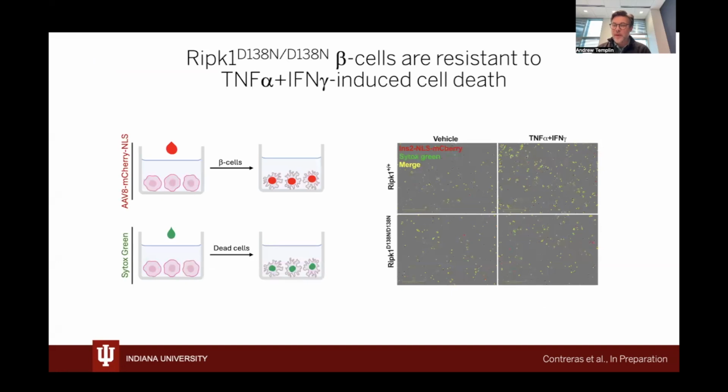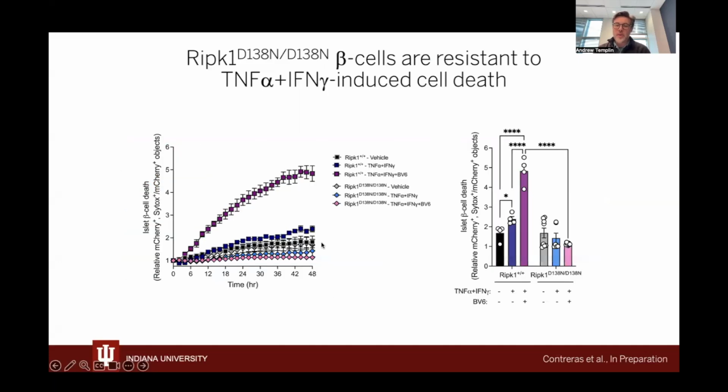We took this a step further to try to show that this cell death was happening specifically in islet beta cells. What we did here was we dispersed islet cells from either wild type or RIPK1 D138N islets. We then treated with an AAV mCherry, an INS2 mCherry AAV, so we specifically labeled beta cells red. And then we could add our green cell death indicator here and do co-localization to specifically quantify cell death in beta cells.